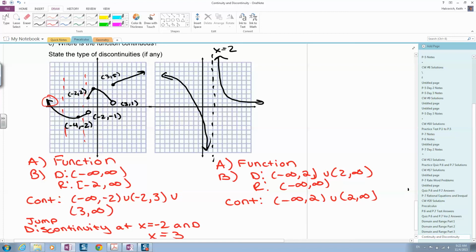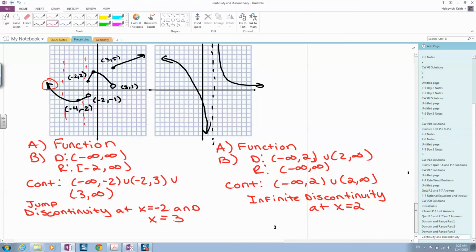And then discontinuity, since it's a vertical asymptote, we have an infinite discontinuity at x equals 2. That is an infinite discontinuity.